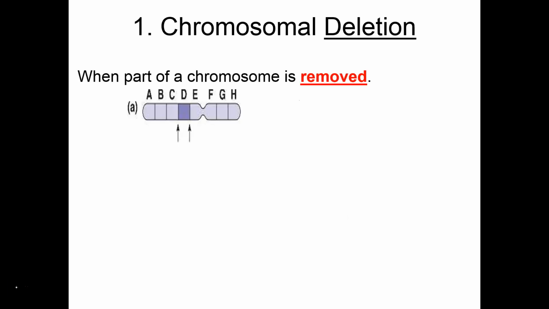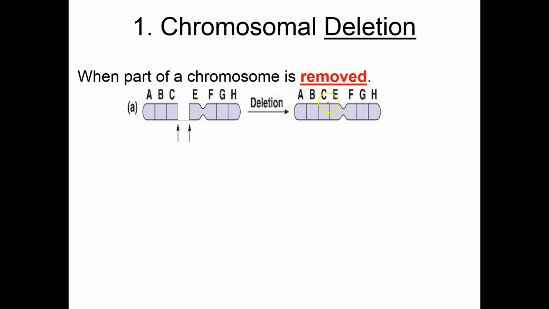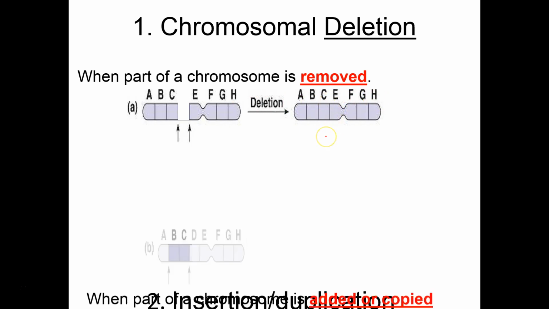So here's the deletion that we were talking about on the previous slide. When part of a chromosome is removed, you can see this letter D here, A, B, C, D, E, F, G, H. We're going to take that D out. So we're going to delete the D and then put all of the chromosome back together. So you end up with A, B, C, no D, E, F, G, H. That deletion has happened right here.